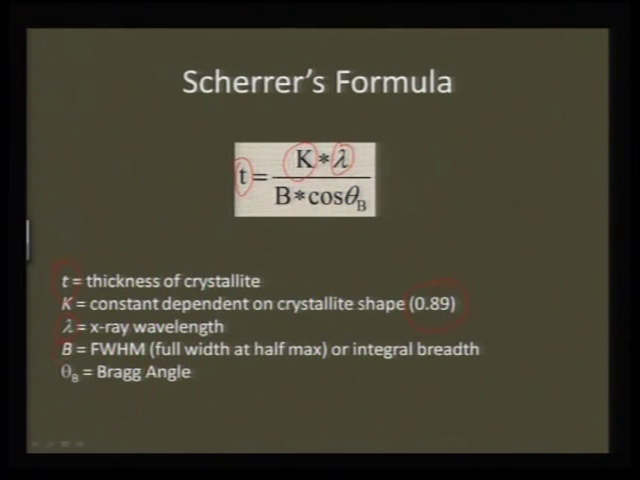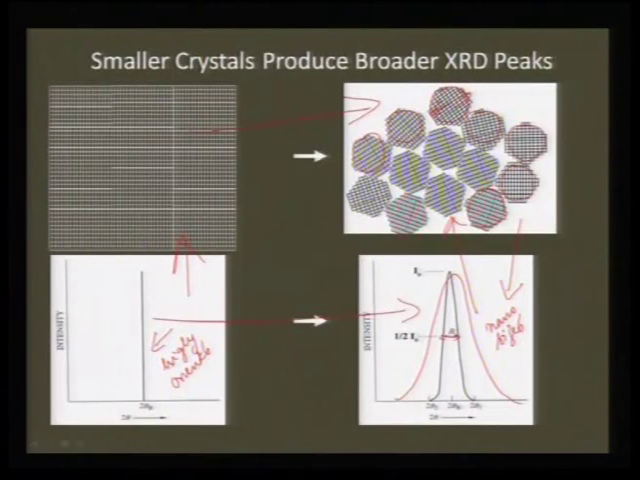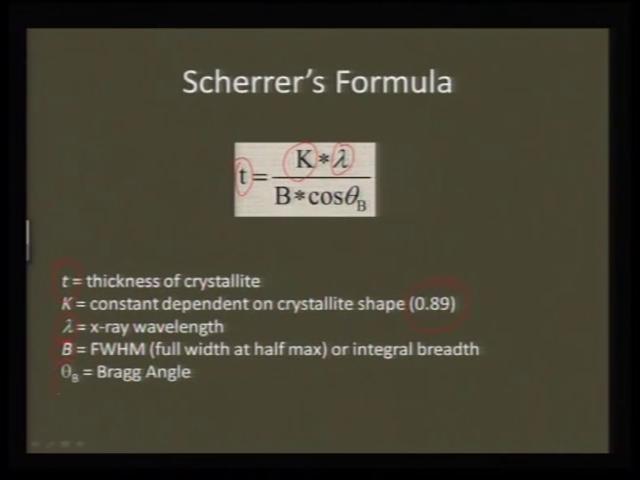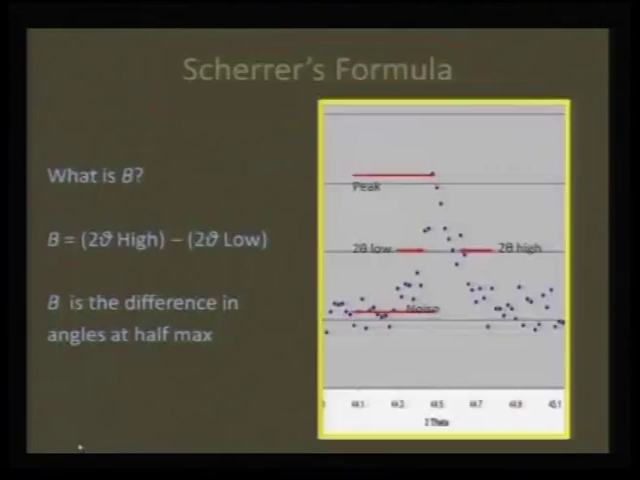Lambda we know, B is the full width at half maxima, so you can actually map your broadening, and you can also measure the height and take the full width at the half maxima, then that becomes your B. And theta B is your Bragg angle, so you can get T. If T is equal to 20 nanometer, then your crystallite size is as small as 20 nanometer. So peak broadening is defined by Scherrer's formula, which is a very valuable piece of information that you can achieve.